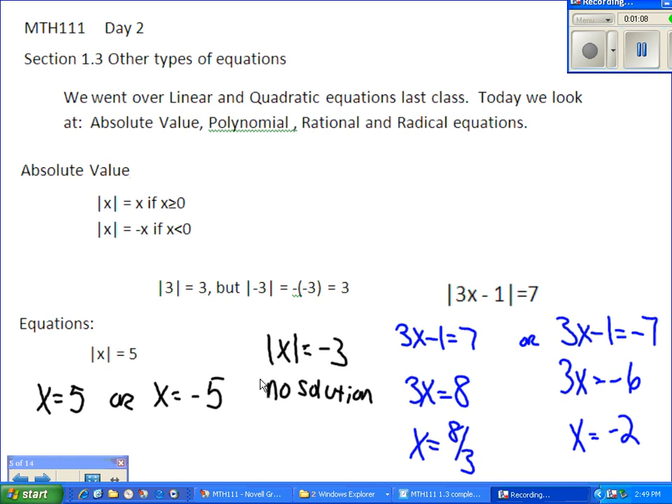Threw in an extra example here. If you have the equation absolute value of x equals negative 3, there's no solution to this equation because there's no number whose absolute value is equal to a negative.